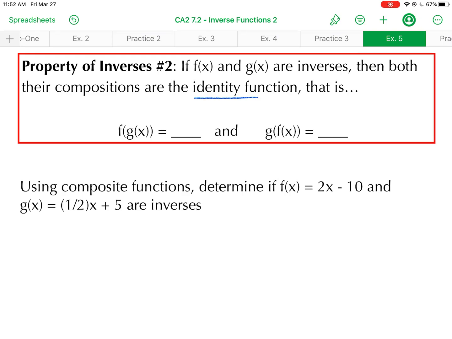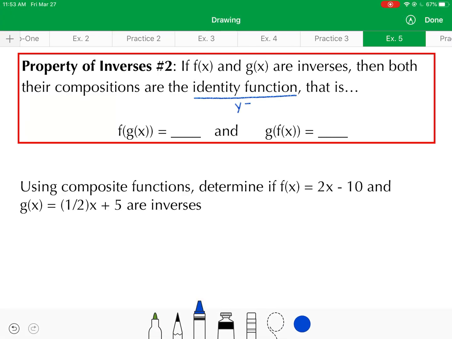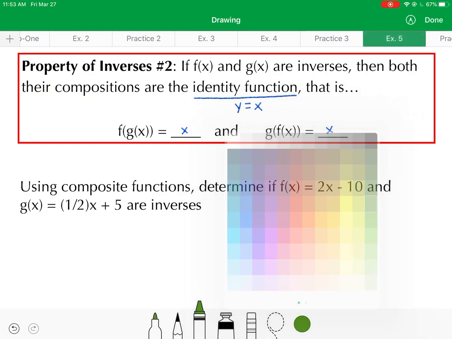Now, we talked about the identity function yesterday. Recall, it's just the equation y equals x. So what this is stating is that if you were to find f composed of g of x, it needs to result in x for those to be inverses of one another. And it would also have to be true in the other direction, that g of f of x has to equal x as well.